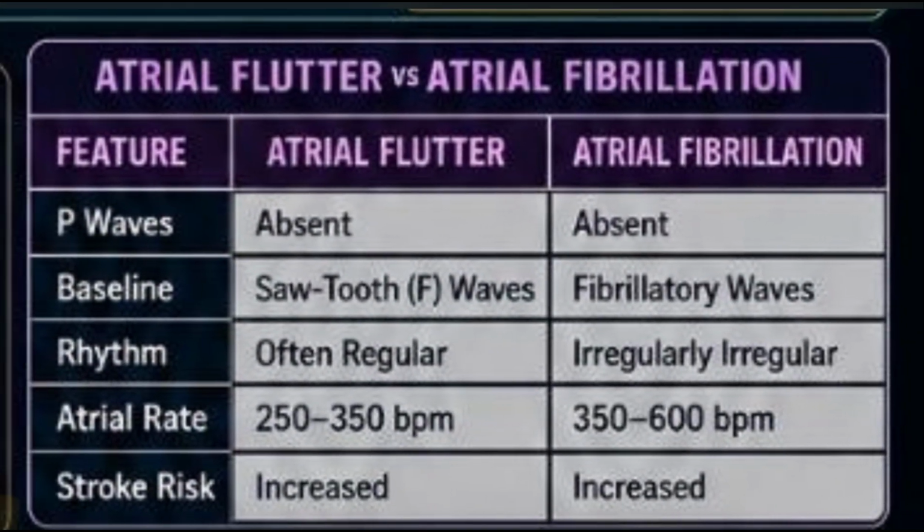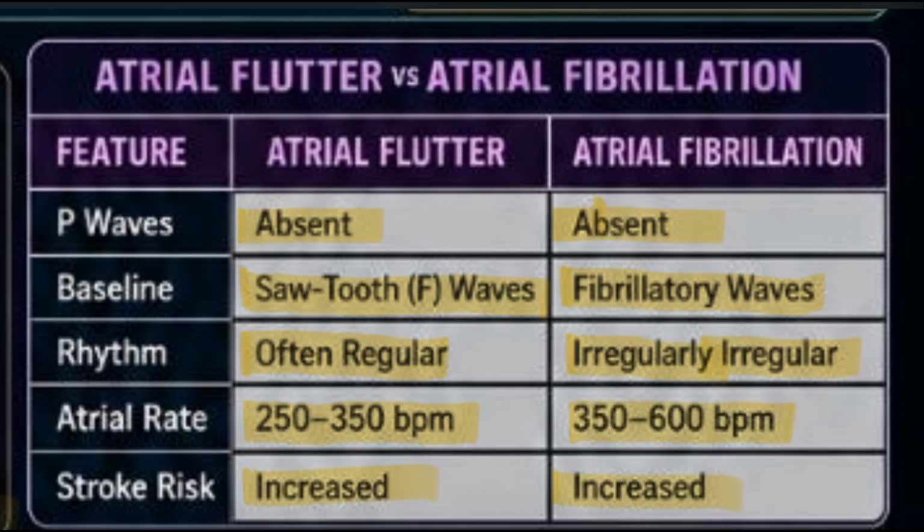Now, how to differentiate atrial flutter from atrial fibrillation? In atrial flutter, the P wave will be absent, the same as in atrial fibrillation. In the baseline of atrial flutter, we can see sawtooth F waves; in atrial fibrillation, we can see fibrillatory waves. The rhythm is often regular in atrial flutter, while atrial fibrillation is irregular. In atrial flutter, the atrial rate will be 250 to 350 beats per minute, which is low compared with atrial fibrillation, where we can see 350 to 600 beats per minute.